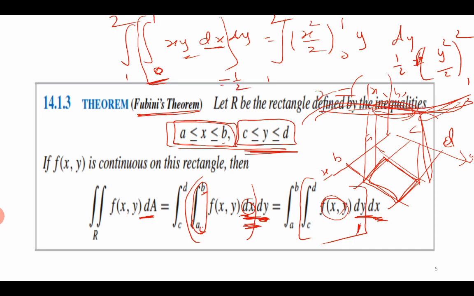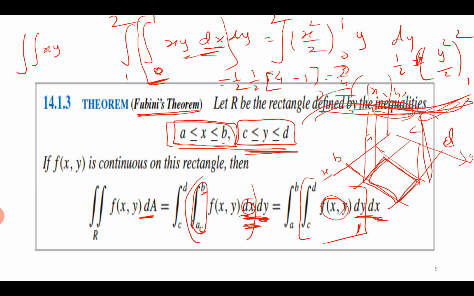This is 1 over 2. Again, the denominator is constant. Keep it outside. Y square: 2 square is 4, minus 1 square is 1. This is 3. The answer is 3 over 4. Isn't it? Okay. If you flip these limits of integration, you get the outer limit.